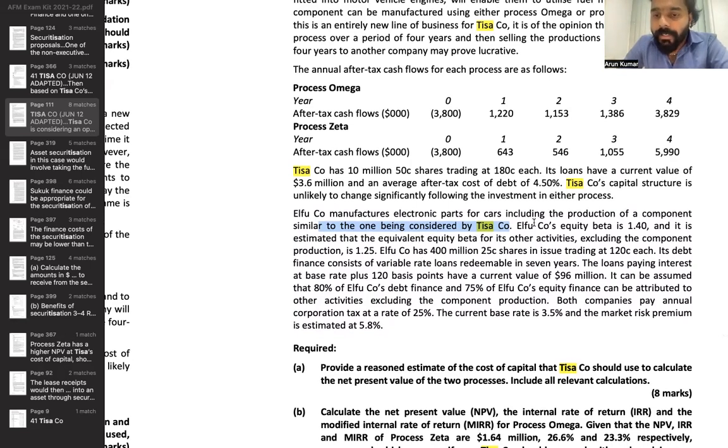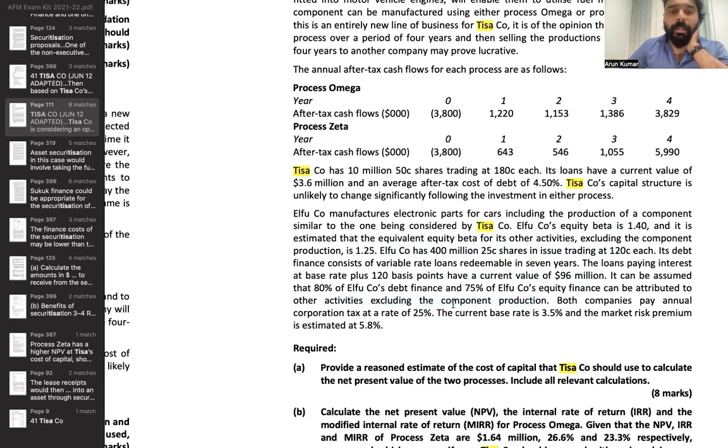Okay. So ELFU company's equity beta is 1.4. So we have got the overall equity beta of ELFU company, which includes the business risk of both the component that we are actually planning to invest in and their other business processes as well. It is estimated that the equivalent equity beta for its other activities, excluding the component, is 1.25. And ELFU has equity of 400 million and debt of current value 96 million. It can be assumed that 80% of ELFU company's debt finance and 70% of equity finance are attributable to other activities, that is, excluding the components.